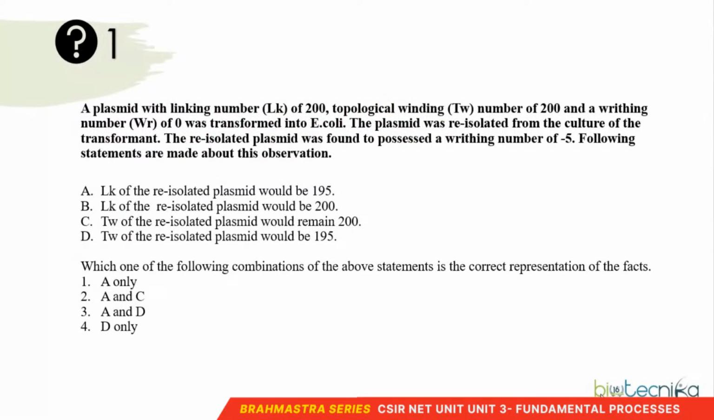So the first question that I have for you is, a plasmid with linking number LK of 200, topological winding TW number of 200, and a writhing number of 0 was transformed into E. coli. The plasmid was re-isolated from the culture of the transformant. The re-isolated plasmid was found to possess a writhing number of -5. Following statements are made about this observation.